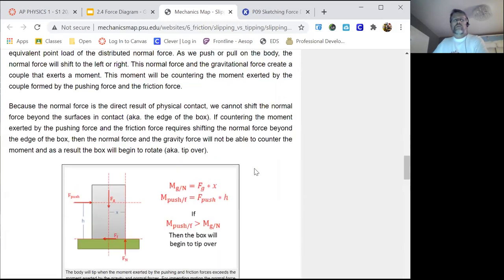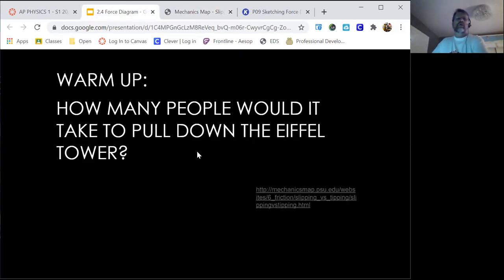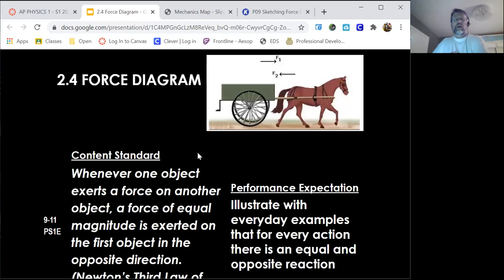The reason why I chose this question is because I wanted us to start looking at drawing forces. For answers, by the way, people were getting about 200, 300,000 people to pull over the Eiffel Tower. So that was kind of the ballpark numbers I was looking for, 10 to the 5th, 10 to the 6th type exponents.